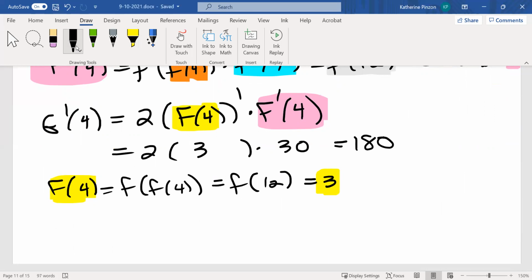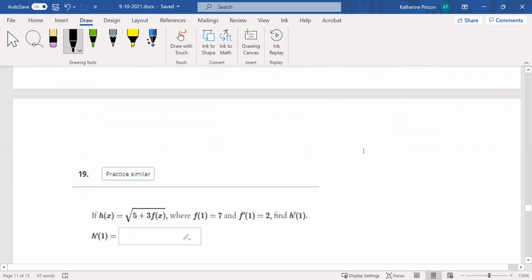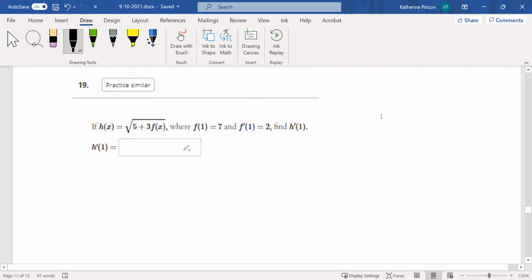That one was hard because we had to use like a function inside a function inside a function. That was not fun at all. Okay, let's see, 19. Oh, this one's easier, I promise.